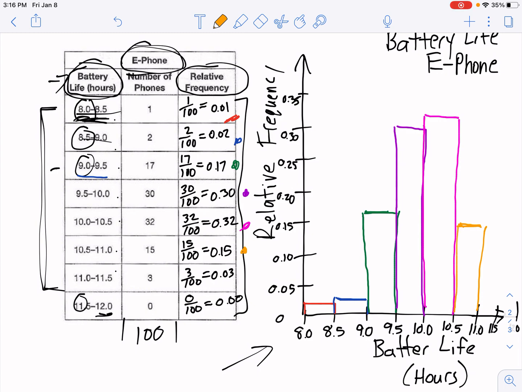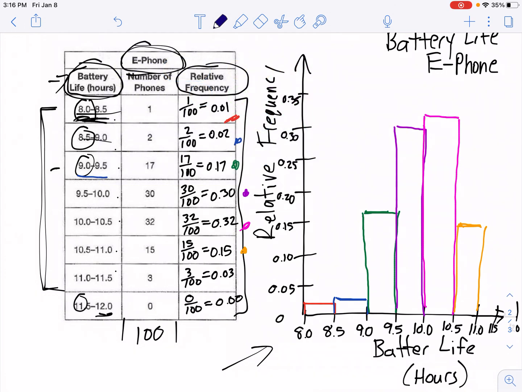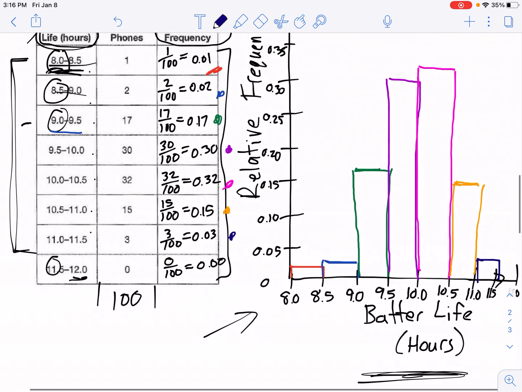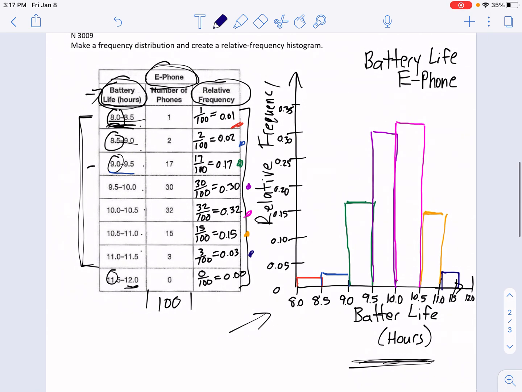And then looking at 11 to 11.5, we're at 3%, so just slightly higher than our last blue bar. Okay. And then the last bar, we're at 0%, so we don't even have to draw a bar there because it's at 0. So from 11.5 to 12, there's no bar. But this would be our relative frequency histogram.